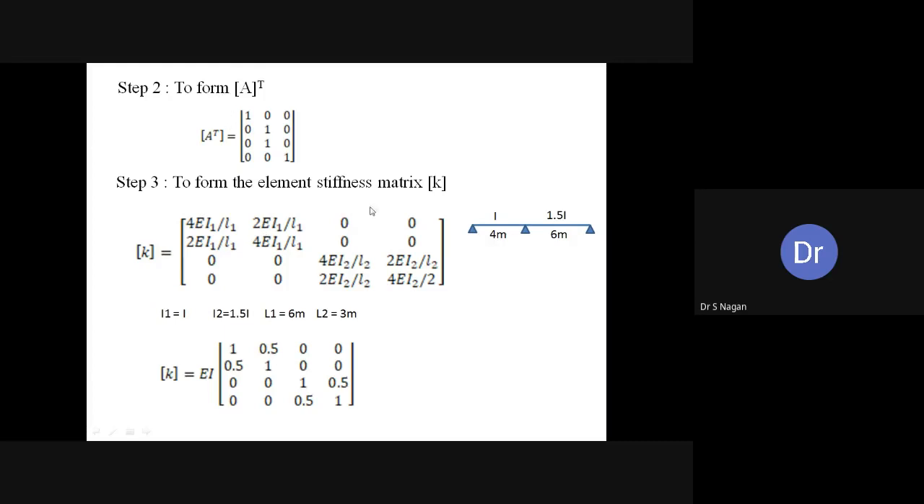Then the element stiffness matrix. Small k equal to 4EI1 by L1, 2EI1 by L1, 2EI1 by L1, 4EI1 by L1, 4EI2 by L2, 2EI2 by L2, 2EI2 by L2, 4EI2 by L2, and other things are 0. So substitute the I values. For I1, we have 1.5, I2 we have 1, L1 is 6 meters, L2 equal to 3 meters. Substitute the values, take EA outside, you'll be getting 1.5, 0, 0, 0.5, 1, 0, 0, 0, 1.5, and 0, 0.5, 1. So this is small k, the element stiffness matrix.